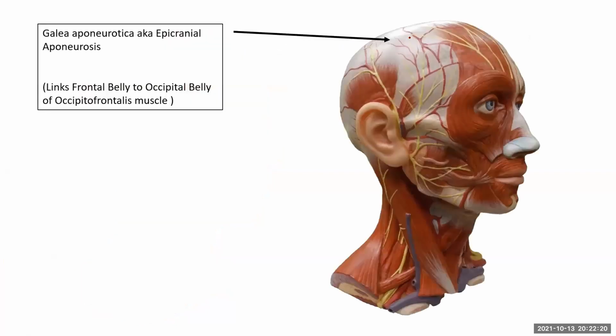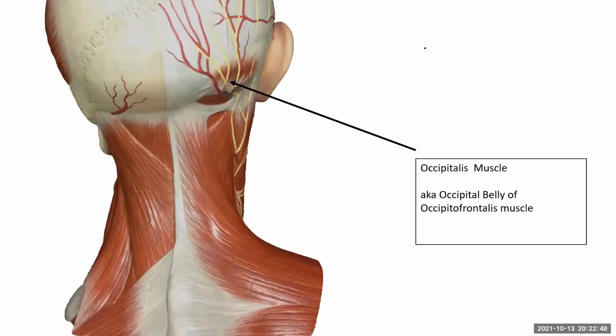Then on the way back to the posterior portion of the muscle, you can see we have this thin sheet here, that connective tissue. Okay, that's the epicranial aponeurosis, also known as the galea aponeurotica. That attaches the frontal belly to the posterior belly. Or you could say that attaches the frontalis muscle to the occipitalis muscle.